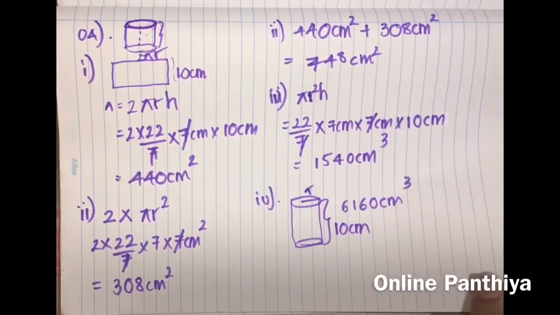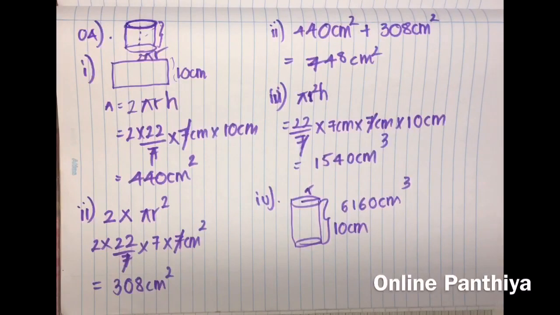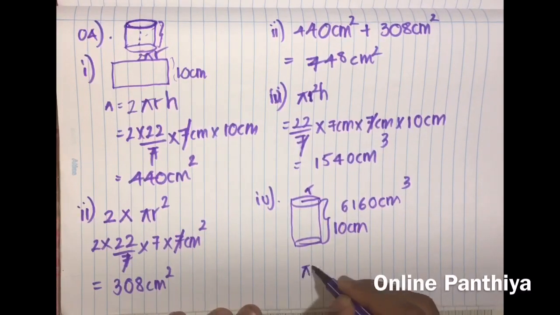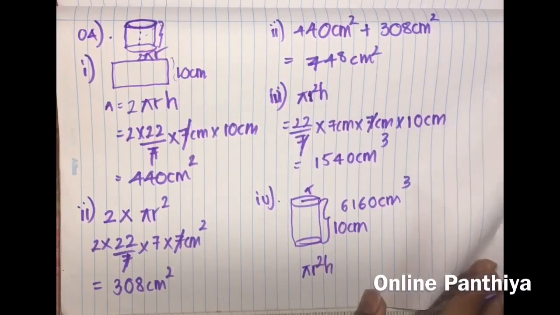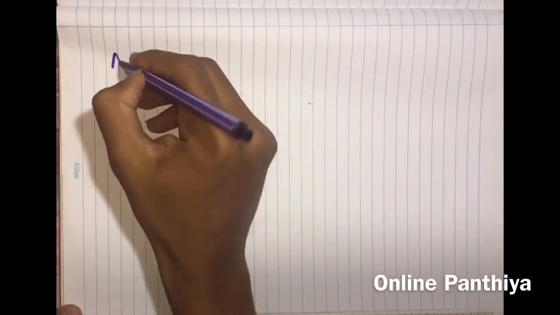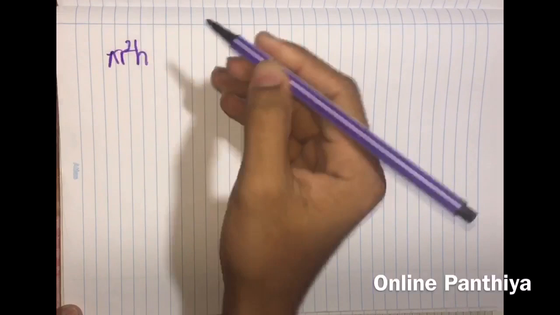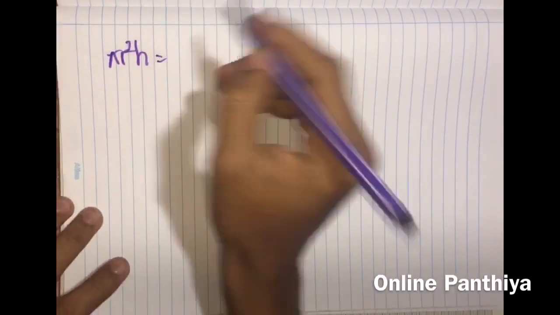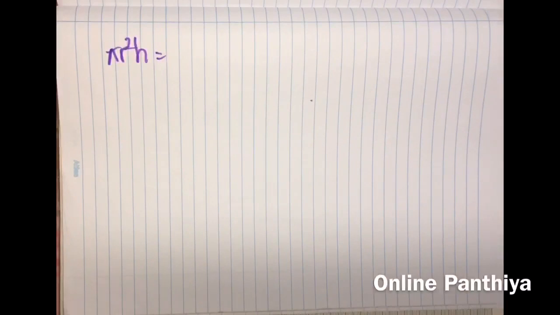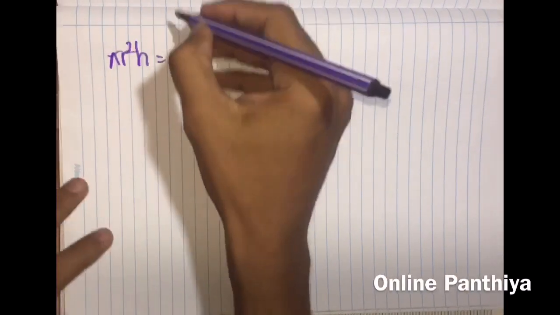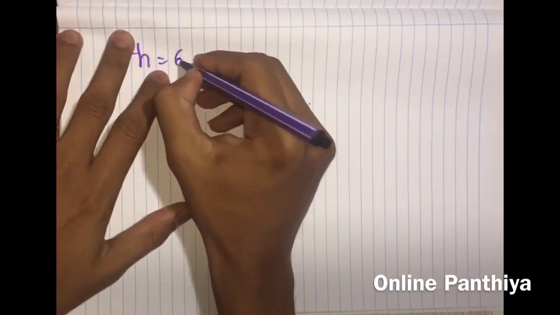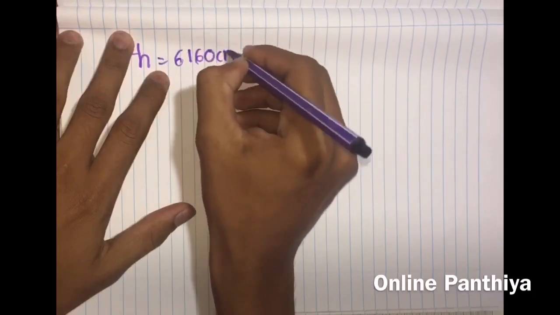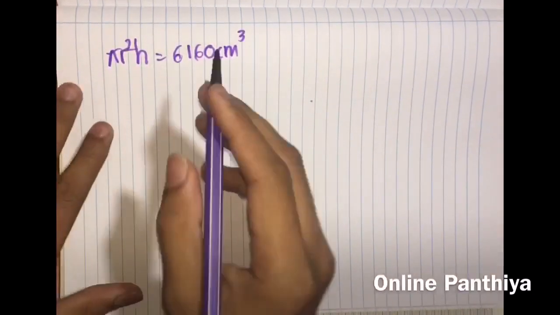Okay, now from where do you start? You have to start from the equation. The equation is pi r square h, right? Volume of a cylinder, pi r square h. Now the volume is also given. How much was it? 6160 centimeter cube. Now let us substitute.